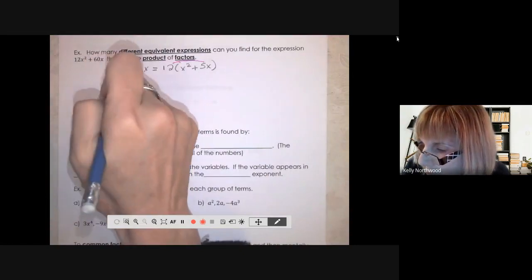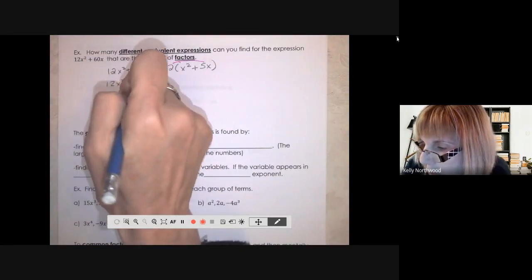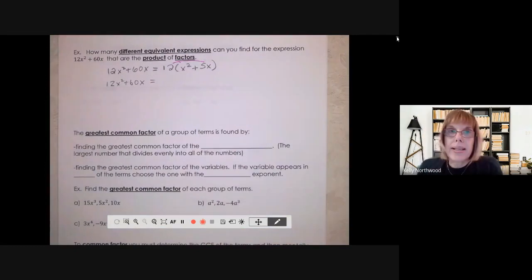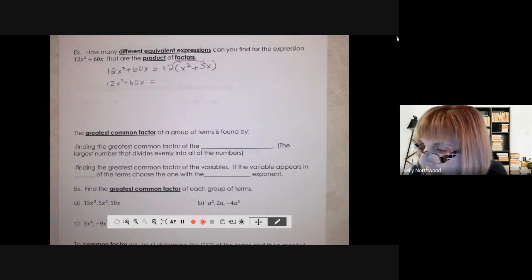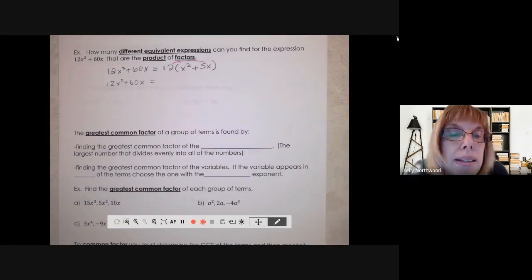Is there another way that I could rewrite this as a product? This part's interactive, so if you can think of another way to write it as a product, please give it to me. There's probably about 10 ways you could write this one as a product.